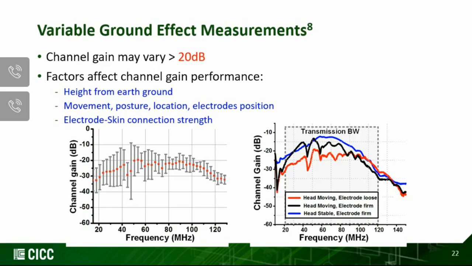But for example, let's look at this case. You can see that there will be up to around 30 dB variations. And if you start moving around, depending on whether the electrode is loose or firmly attached, you can see that there is also variation.